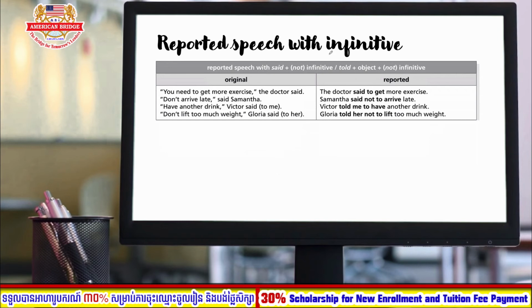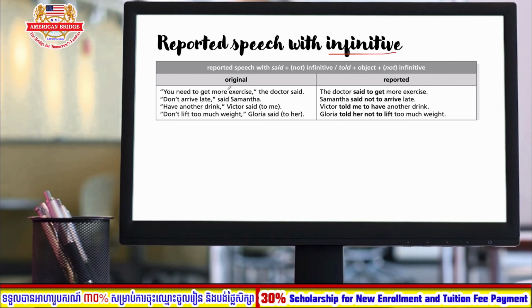And this is the reported speech that you can use with infinitive, right? So here, if you look at the structure, we have the reported speech with said plus infinitive, or told plus object plus infinitive. And if you would like to use it in the negative form, you need to put the word not in front of the infinitive, okay?